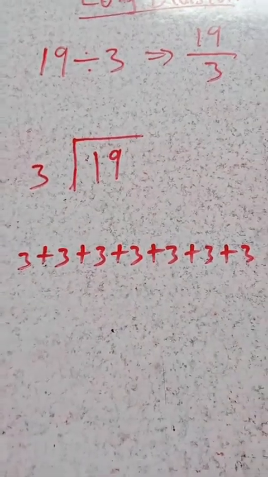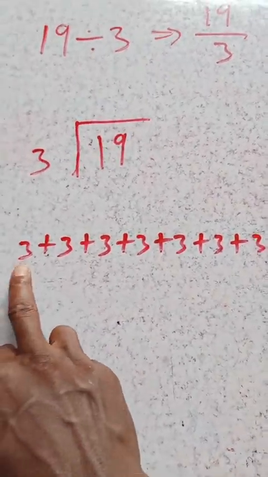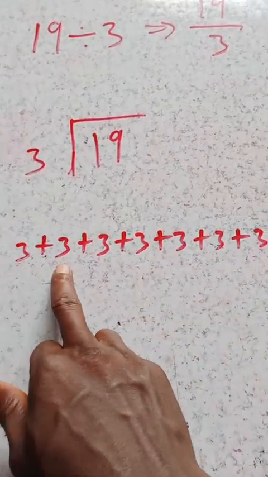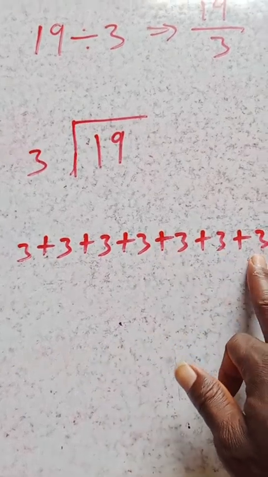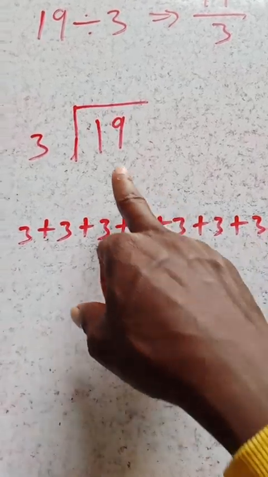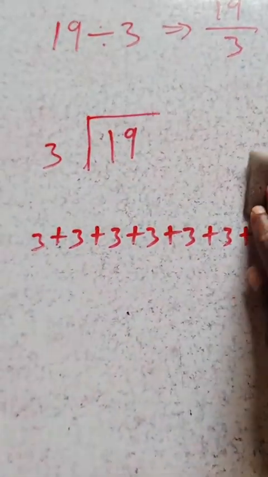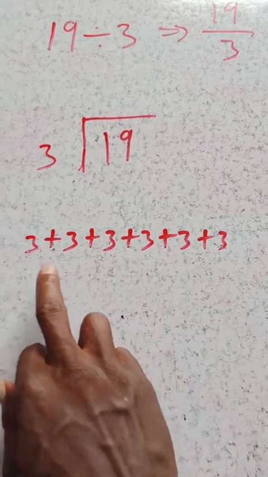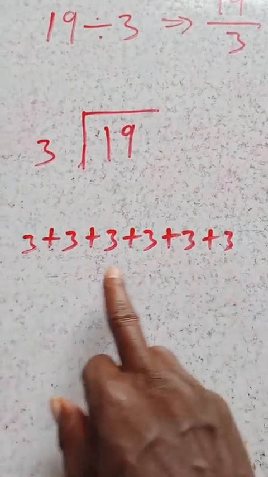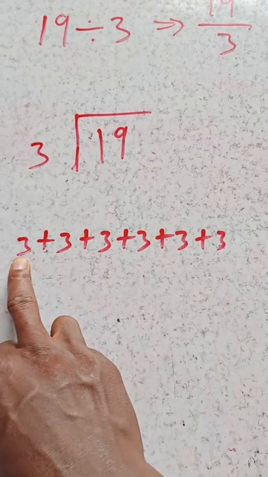So since 3 plus 3 plus 3 plus 3 plus 3 plus 3 plus 3, how many 3s? 1, 2, 3, 4, 5, 6, 7. 7 threes is giving you 21, and we don't need 21. What we need is 19. So it means you are going to take off 1. Okay, so when we take off 1, it will be how many? 1, 2, 3, 4, 5, 6, and 6 is giving you 18.